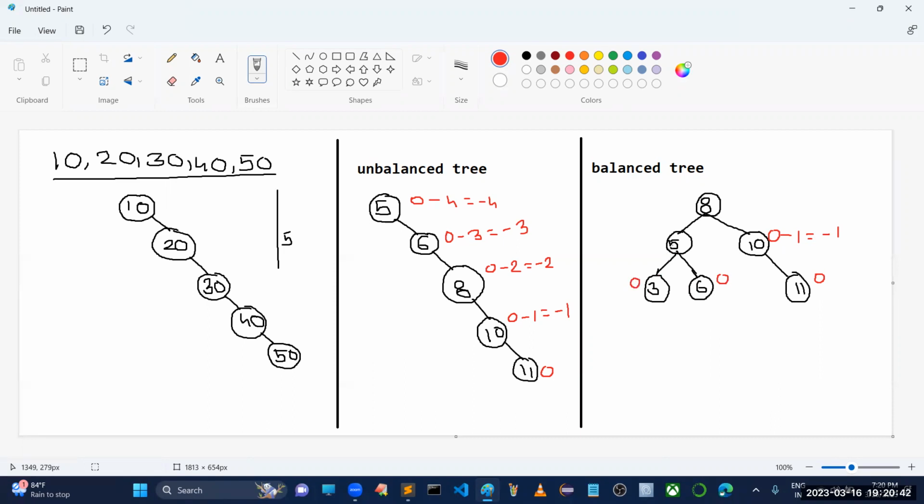What is the height of left subtree for this node 5? 1. What is the right subtree height? 1. So balance factor will become 0, 1 minus 1. What about this one? 2 is the left subtree height, 2 is the right subtree height. So 2 minus 2 will become 0 as the balance factor. Sir, if you see clearly, the balance factors are 0, 0, 0, 0, -1, 0. For every node, the balance factor is in between these values. So we can say this tree is nothing but a balanced tree.